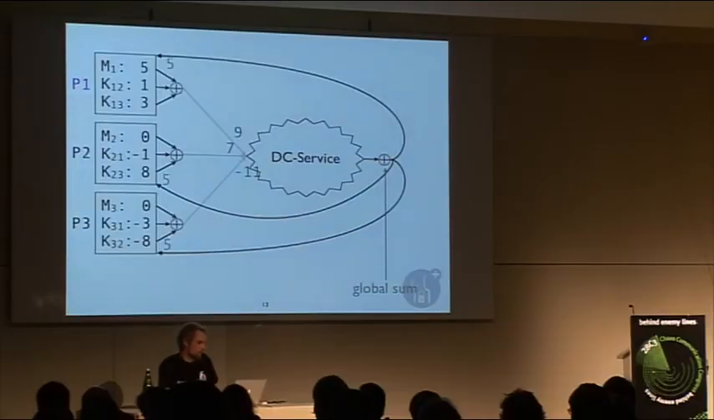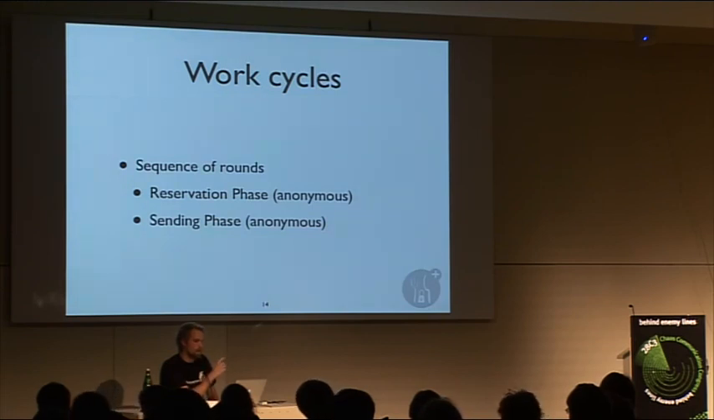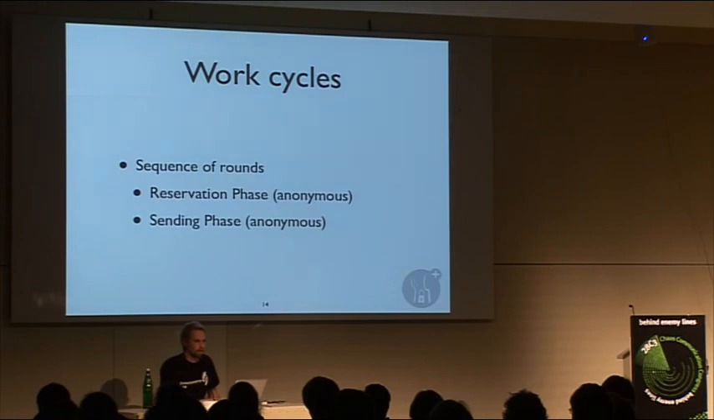So I've explained to you the sender and recipient anonymity of a normal DC. But as I said, a participant can send only one message, and the other participants have to send 0 or the neutral element. So what we also need to do is to find out which participant is allowed to send in which round, and therefore you need a reservation phase, or a reservation and sequence of rounds. The reservation phase and the sending phase, which are both anonymous, are defined as work cycles in the DC terminology.